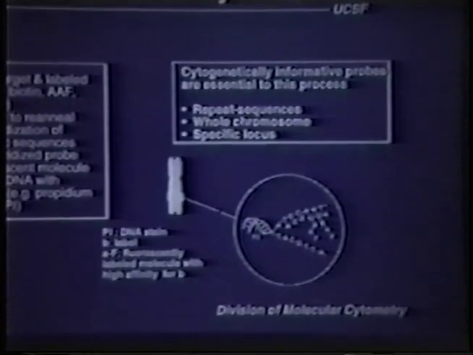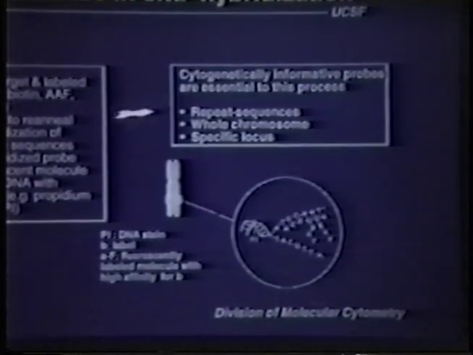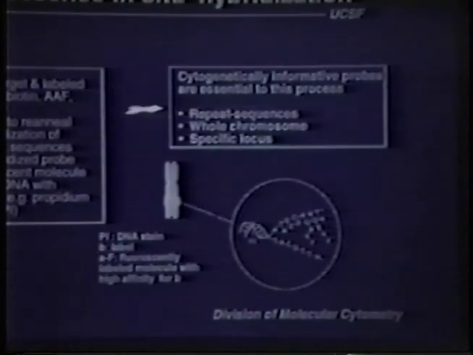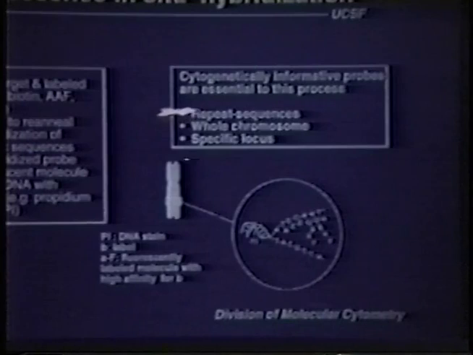And this part of the technology is rather well developed today. I'll talk about three classes of probes that are particularly useful. The so-called repeat sequence probes, which stain regions of the chromosome centromeres. This is particularly useful for counting chromosome copy number. Whole chromosome probes, which allow you to stain entire chromosomes, and specific locus probes that allow you to detect individual genes or segments of the genome.